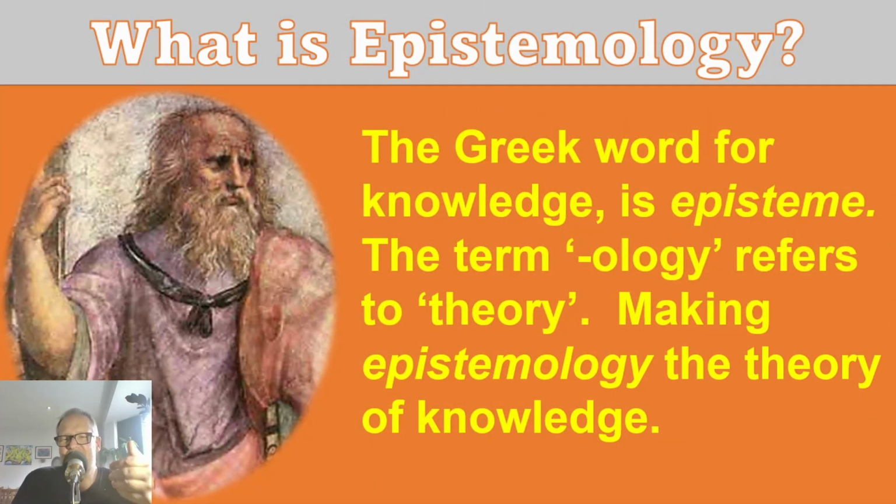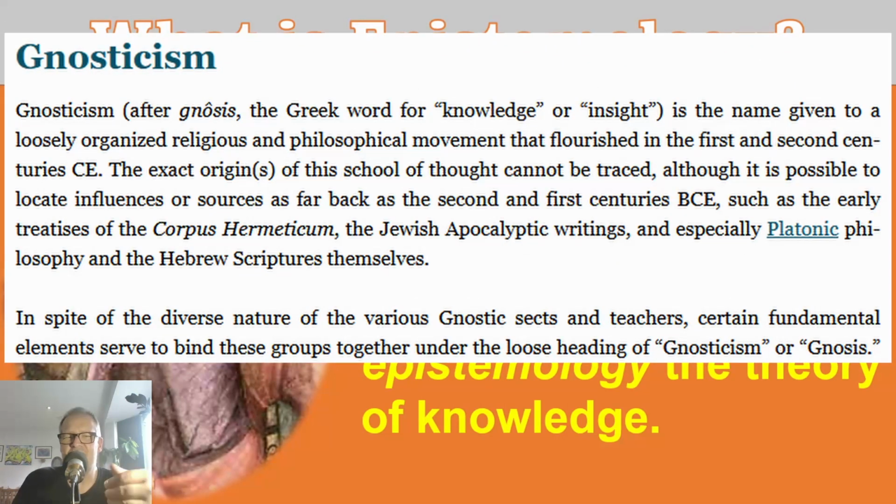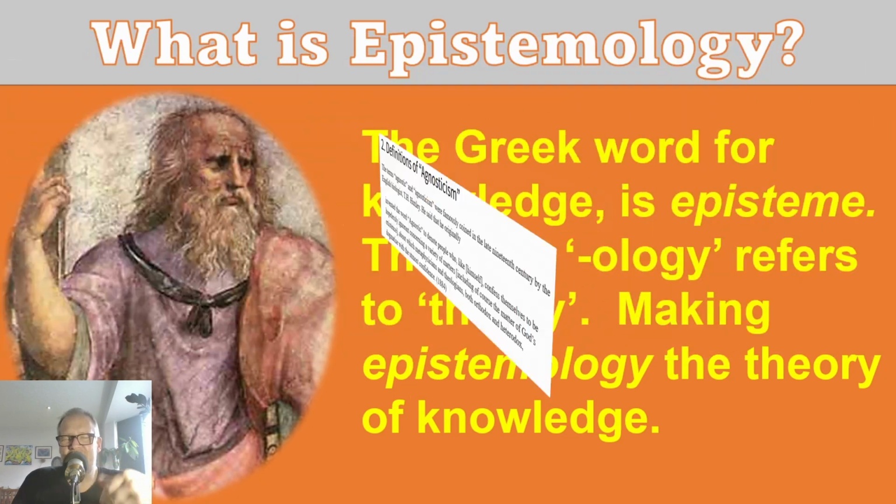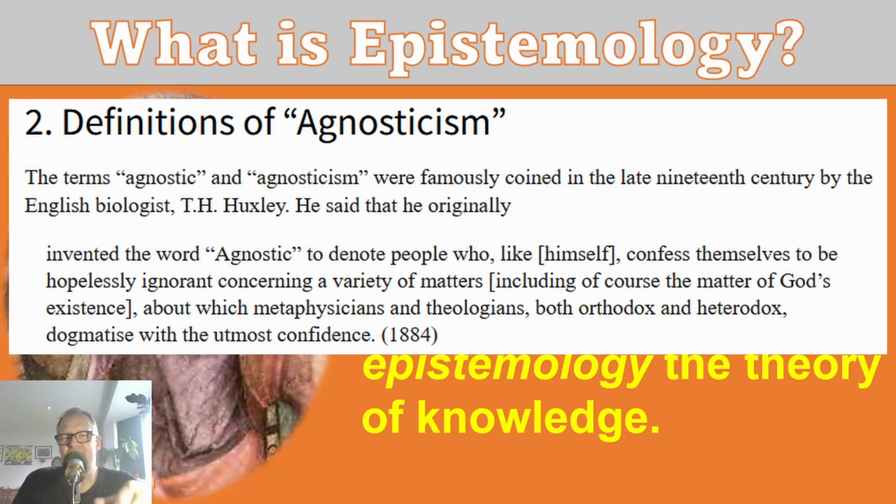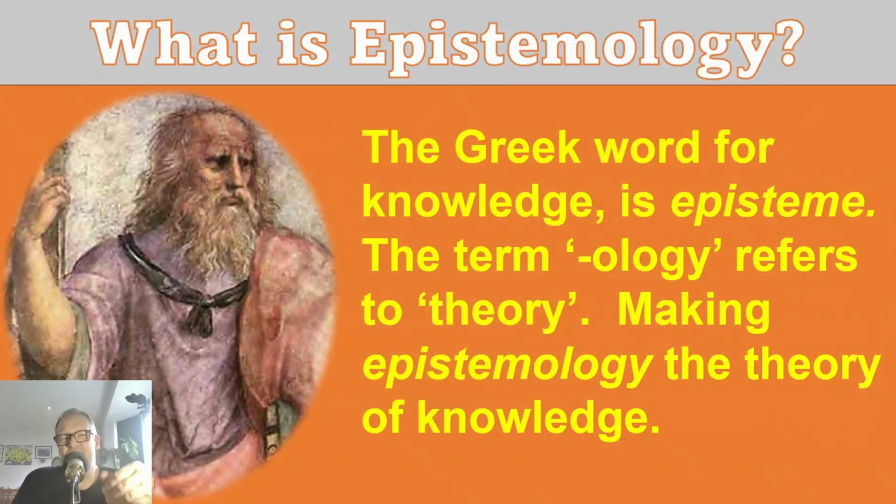Now, Gnostic and agnostic are very different terms. The term Gnostic generally referred to a sect of religious people. And of course, agnostic came from Huxley originally. So the Greek word for knowledge, at least in this sense, is where epistemology comes from. And the term ology, the etymology of that is the logos, or the discussion, the word, or theory, making epistemology, as you can see on screen, the theory of knowledge.